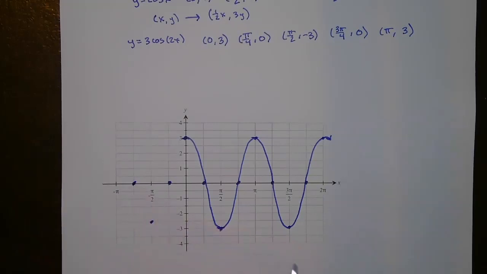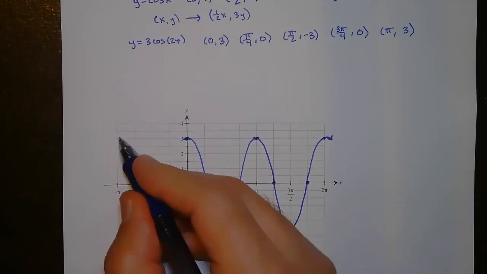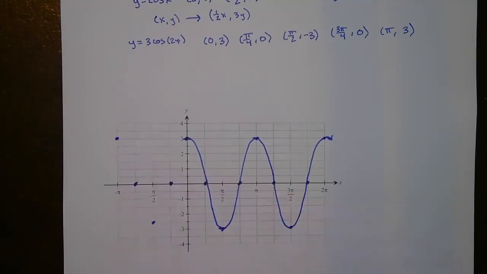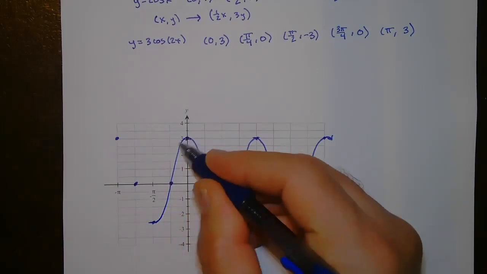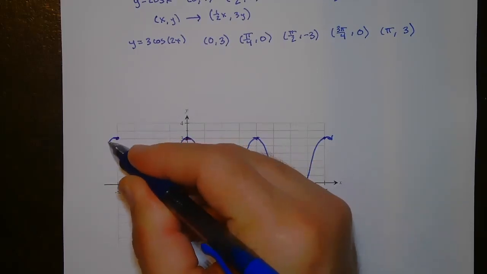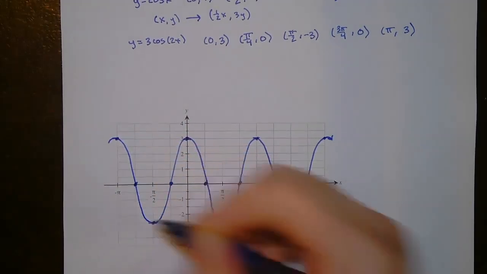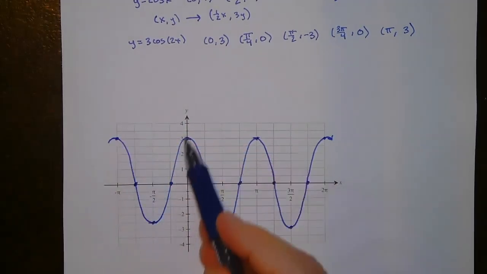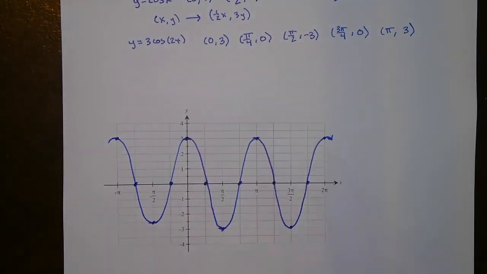There's something happening at every pi over 4. And then at negative pi, I'm going to come back up here and put a point. Right here at this minimum, it's horizontal. So we're going to come up and connect that. Right here, it's horizontal and comes down. And we're now seeing 1, 2, 3 waves, or 3 periods.